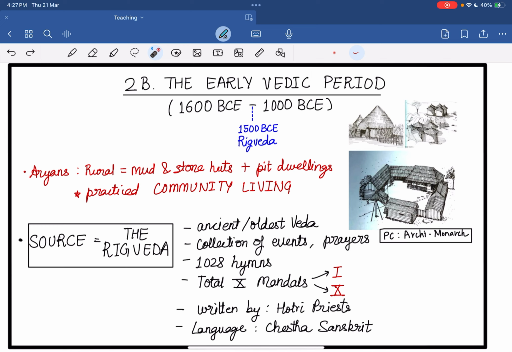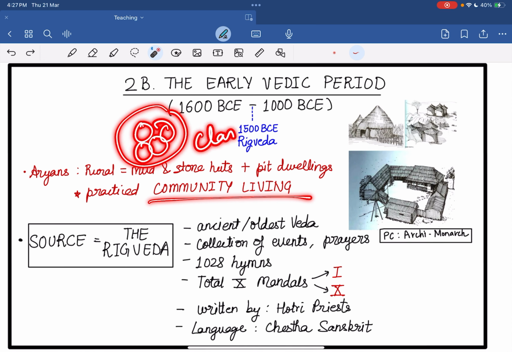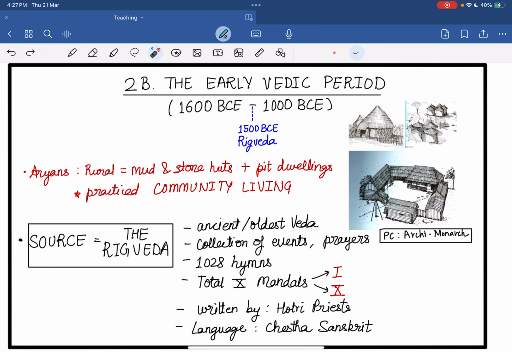Now when we talk about the Rig Veda, let's learn about the lifestyle of the Aryans. The Aryans particularly led a very simple life. They lived in mud and stone huts. See, these are the images, which are also called pit dwellings. They practiced community living. They lived in small groups, and these groups were called clans. These clans fought with each other for supremacy. We learnt about it in the last lecture.